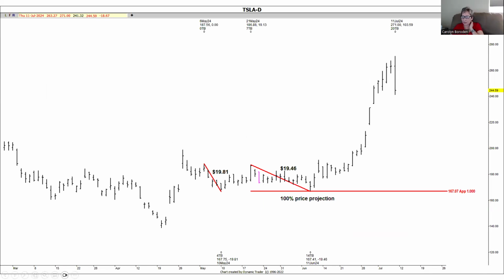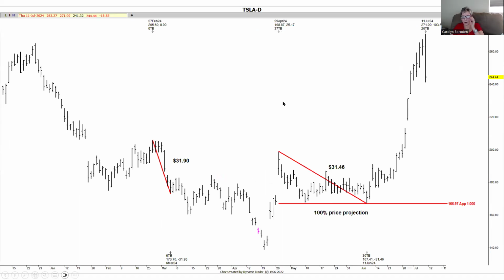So here's the same daily chart of Tesla. One of the price relationships that I had, because I'll run all possible price relationships and then see maybe what comes together. So in this case, I found that there was a prior high to low swing that was $19.81. I projected that from the next high for possible support. It gave us 167.07. Well, we came in a little bit higher than that at 167.41. But so far we have a 100% projection at 167.07.